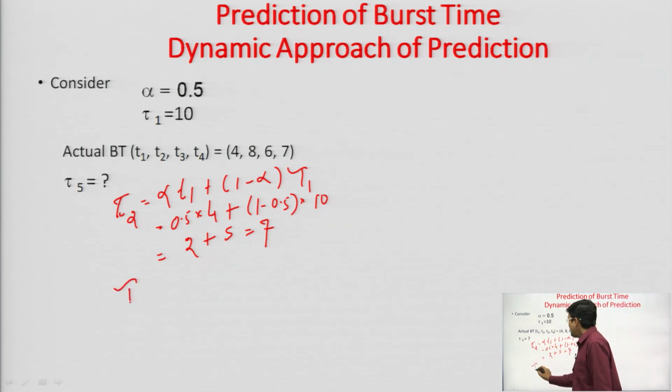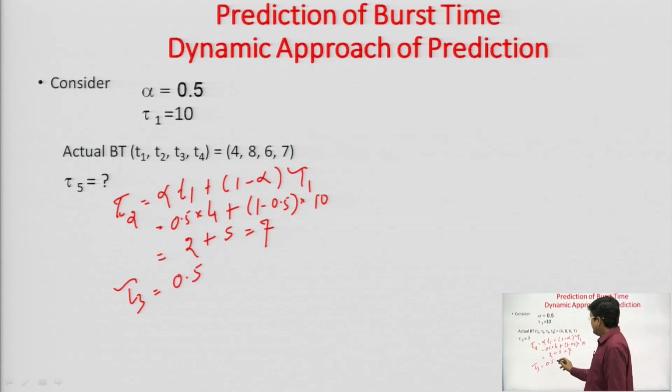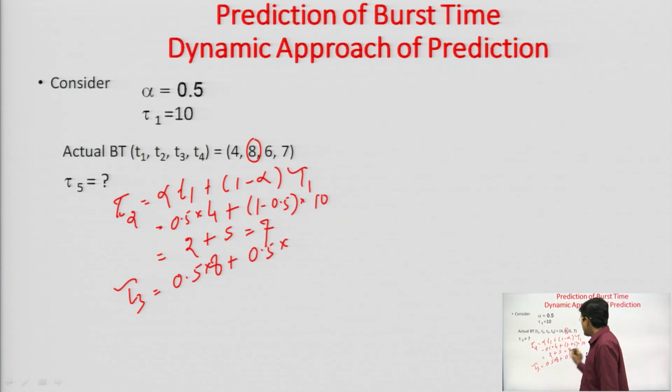Similarly, let us find out the predicted burst time of process number 3. That will be equal to alpha T2. T2 is 8, plus 1 minus alpha into the predicted burst time of the second process, which we already have found, tau 2, that is 7. So, this value comes out to 4 plus 3.5, that means 7.5.